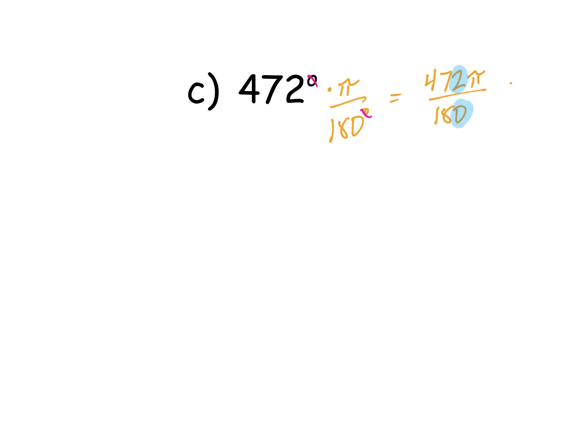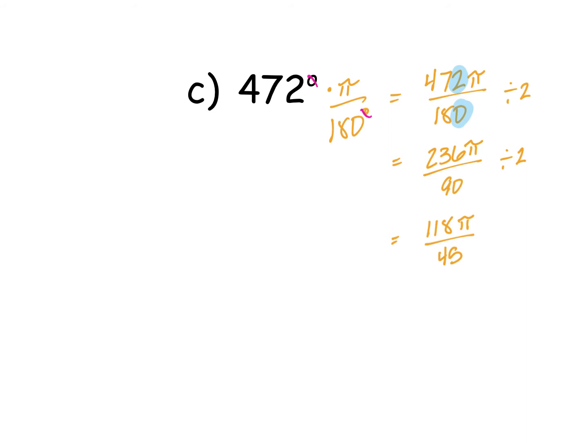Okay, so I'm going to go ahead and divide by 2 first. So 472 divided by 2 is 236 pi divided by half of 180, which is 90. They're still even numbers, so I can still divide by 2 again. So divided by 2 should be 118 pi divided by 45.